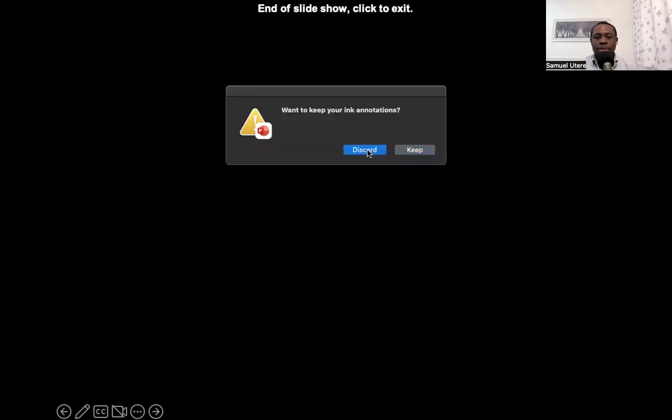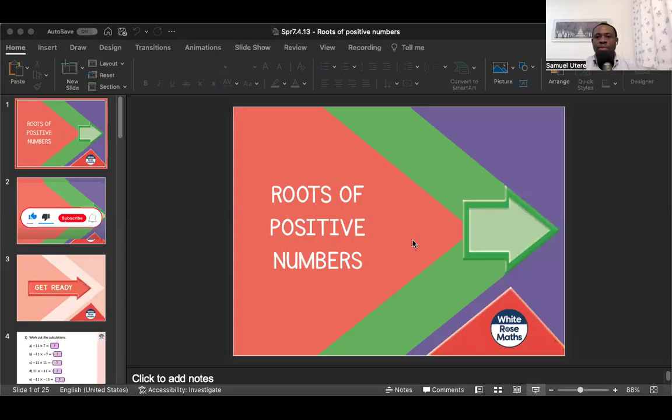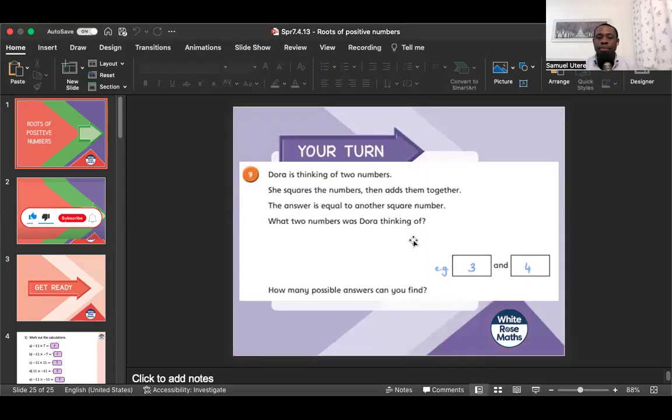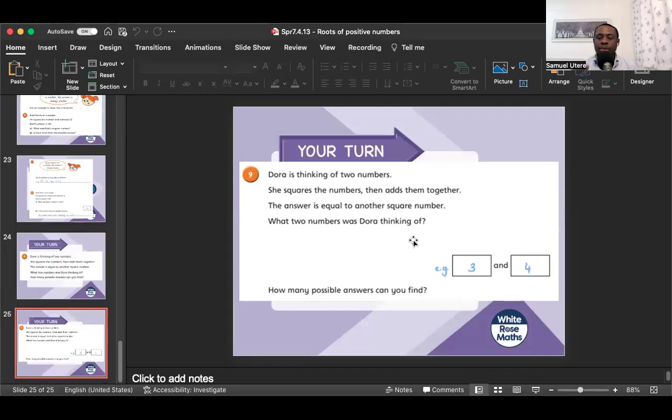So what we've learned so far is the roots of positive numbers. To do the roots of positive numbers, take note that the root of a positive number will always give us a positive result. We cannot say, for example, the root of 16 is negative 4, even though we know that negative 4 squared will be equal to 16. But remember, the negative 4 that you're squaring must be in a bracket.